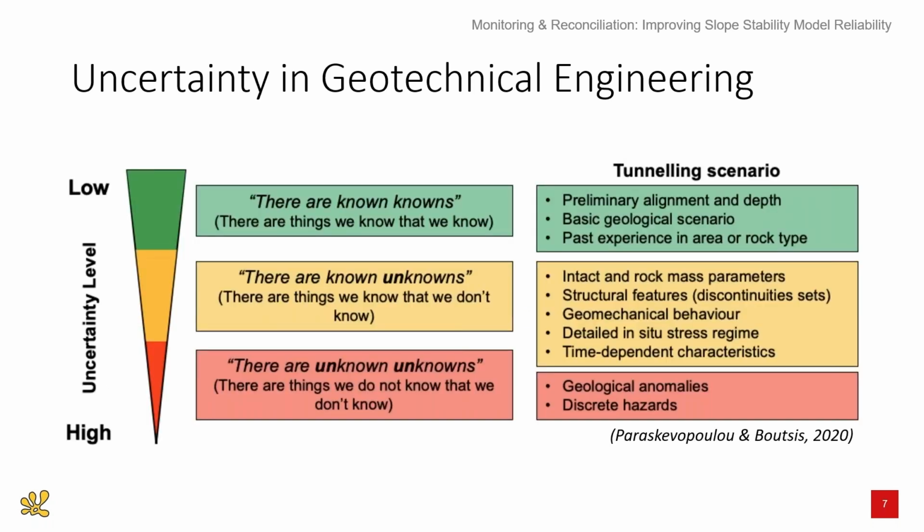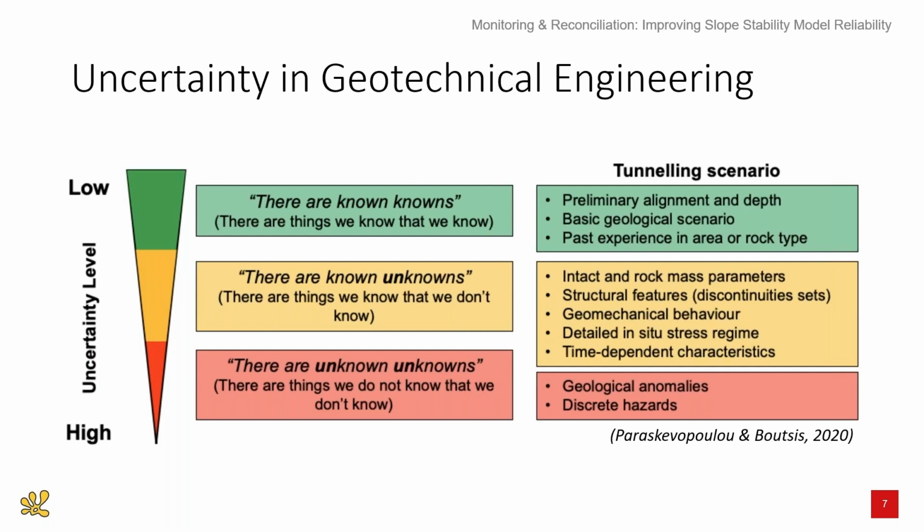So uncertainty in geotech engineering. The level of uncertainty basically depends on what we know and don't know. So low uncertainty is where we have known knowns, things we know that we know. So for example, in a tunneling scenario, that's the alignment of the tunnel and the depth, the basic geology. In a mining open pit scenario, it's the same thing. It's the location of the pits, the location of the ore body, its orientation, etc.